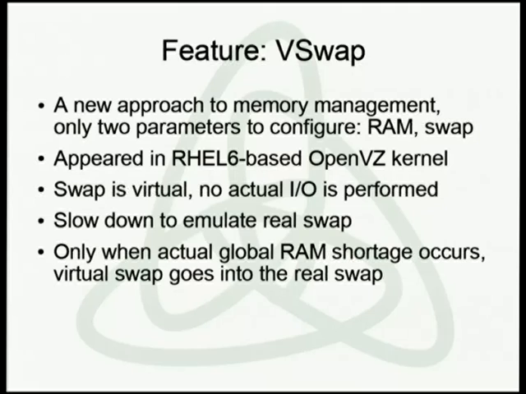And then, if there is a real global RAM shortage, that virtual swap actually goes out to disk to a real swap. This feature is pretty complicated, and it took us like 3 years to put it into production, but now it's working very good, and it's in the stable kernel, and we recommend everyone to use it.